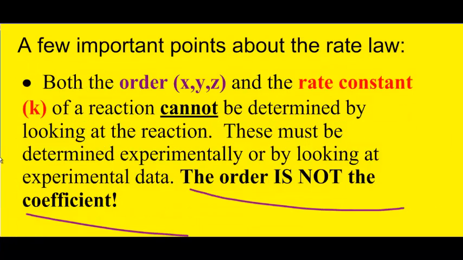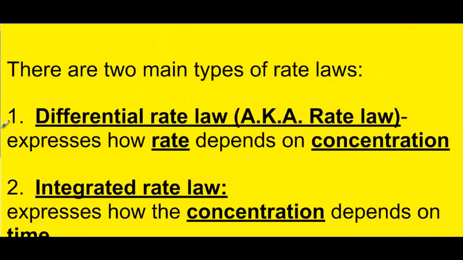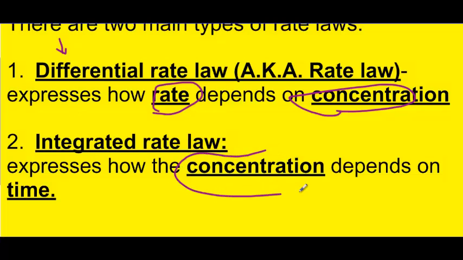There's two main forms of rate laws. Oops, sorry. Okay, we already talked about that. There's two main forms of rate laws, the differential rate law, and that rate law expresses the relationship between rate and concentration. If they just ask for rate law, they want this one. They want the differential one. The other rate law is the integrated rate law, and that expresses how concentration depends on time. And we'll deal with that one next.